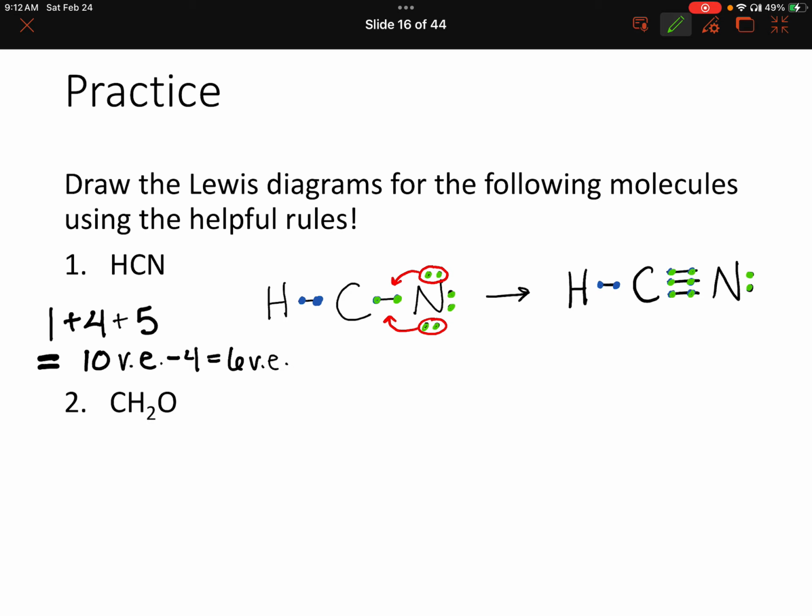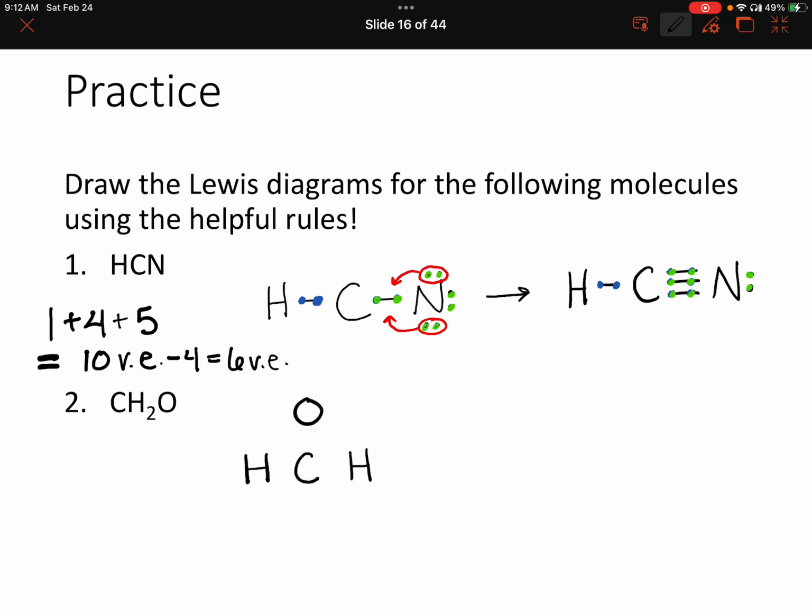Now let's go to CH2O. Now let's figure out which atom's going to go in the middle. So we know carbon can make 4 bonds, hydrogen can only make 1 bond, and oxygen, we saw previously, can only make 2 bonds. So carbon is still the winner. Carbon gets to go in the middle again. And then I'll just put the remaining atoms around carbon.